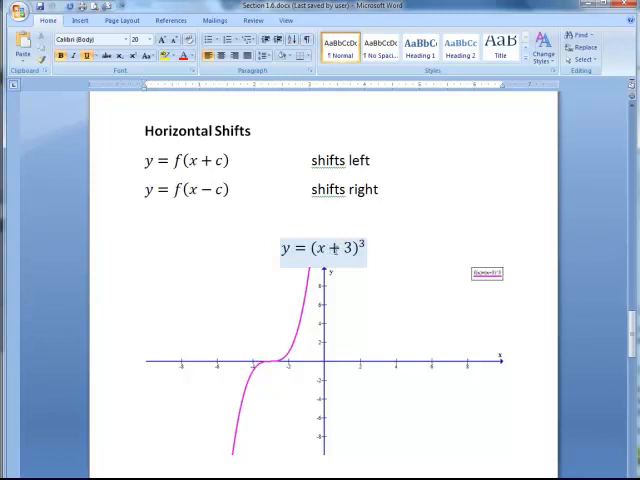Now again, the plus 3 tells me to shift to the left. Remember, it's opposite when it's inside. So I'm going to take my standard cubic graph, which was our little s, and I'm going to shift it to the left by 3. So originally it went through the origin. Now it's going to go through the point 0, negative 3.